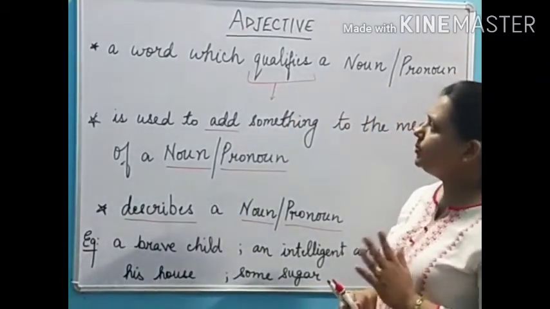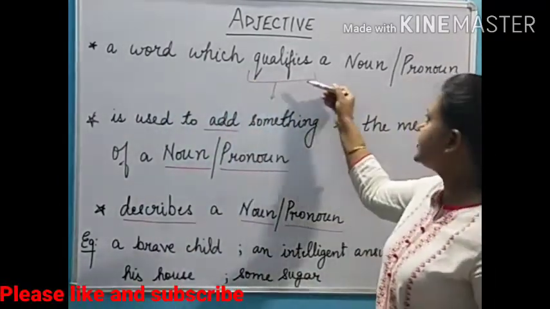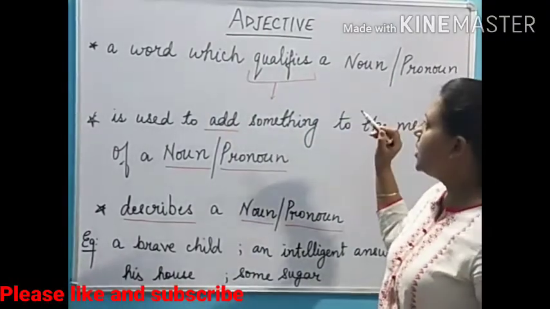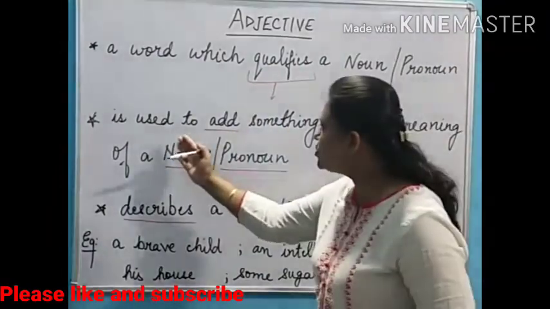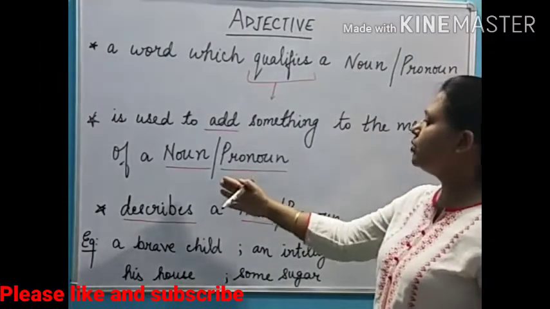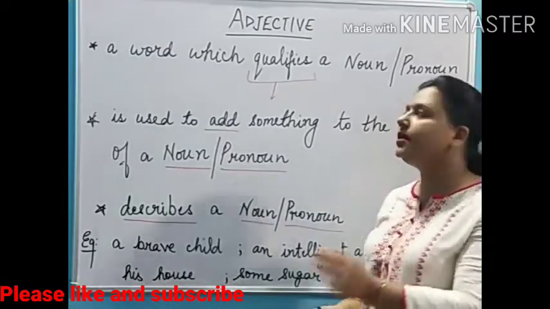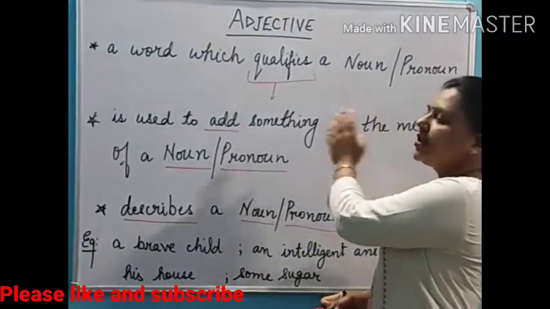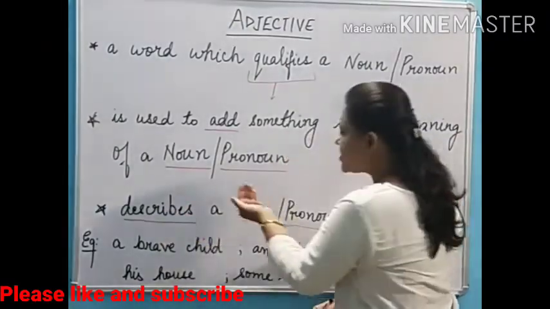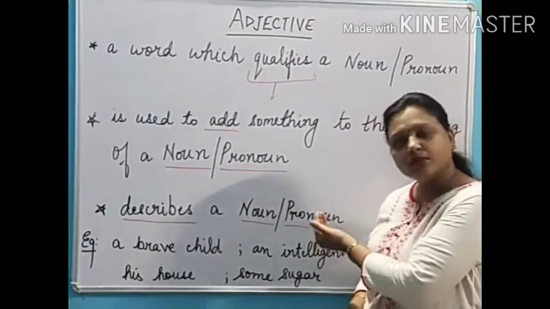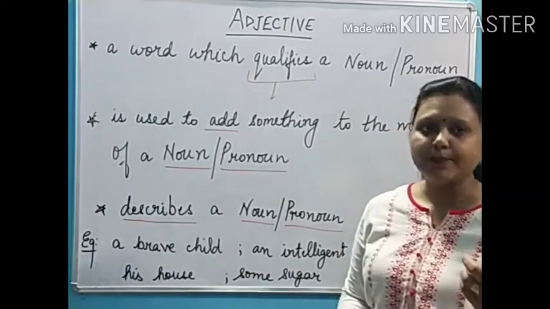A very common and simple definition for adjective is, an adjective is a word which qualifies a noun or a pronoun. Now, what is the meaning of this word qualifies? Qualifies means which is used to add something to the meaning of a noun or pronoun. Any word which we are using to add something to the meaning of a noun or a pronoun is actually an adjective. Or we can say, a word which describes a noun or pronoun is an adjective. कोई भी शब्द जो noun या pronoun की विशेषता बताए, उसे हम adjective कहेंगे.